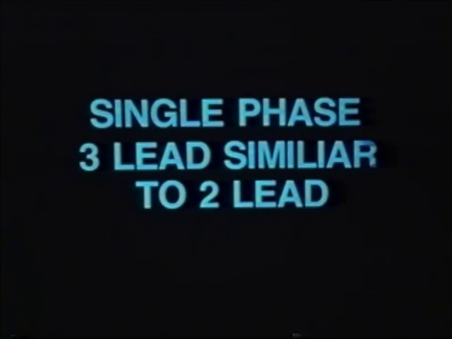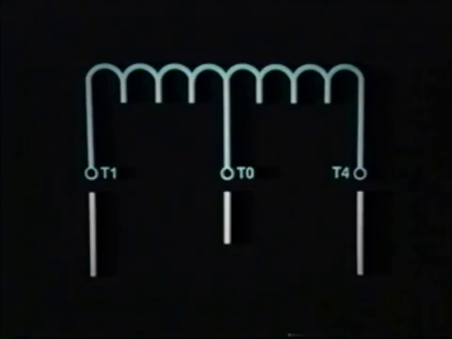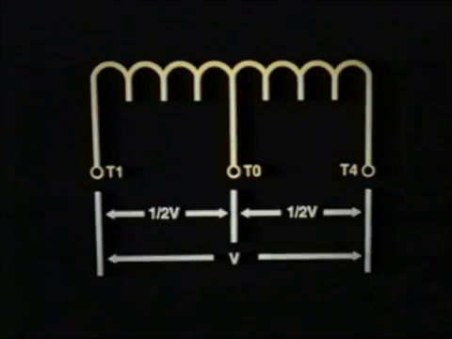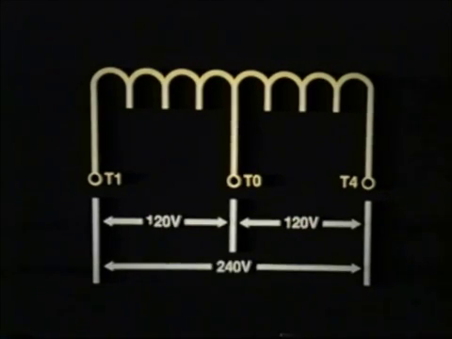Single-phase 3-lead dual voltage alternators are similar in design to the 2-lead alternator. The difference is that the 3-lead alternator brings out an additional neutral lead. With a third or neutral lead, the voltage from either load lead to the neutral lead will be 1/2 the voltage line to line. Thus, if the total voltage is 240 from T1 to T4, the voltage from either T1 or T4 to the neutral lead, T0, will equal 120 volts.